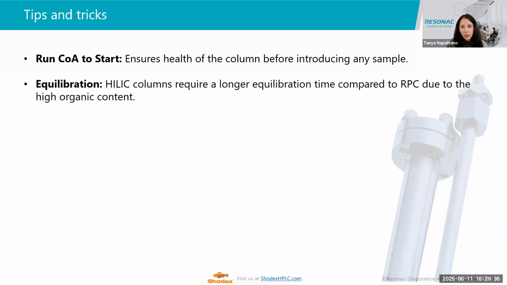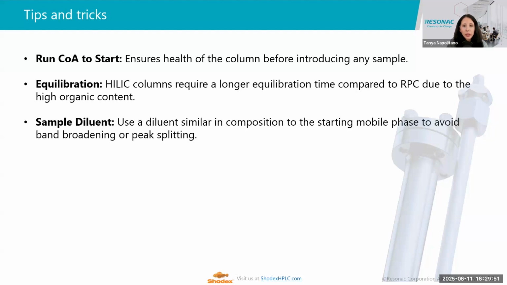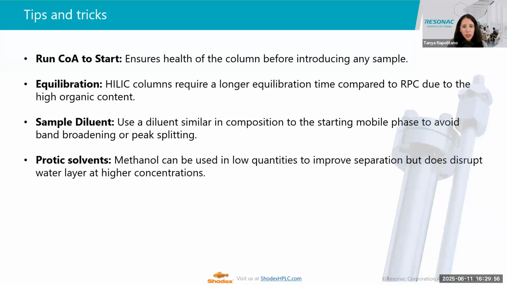Second, allow enough equilibration time. HILIC columns need slightly longer time to stabilize because of the high acetonitrile content and the formation of the water-rich layer on the stationary phase. Third, match your sample diluent to the mobile phase as best as you can. And fourth, go easy on protic solvents like methanol. Small amounts can improve peak shape, but too much can disrupt the water layer and affect retention.